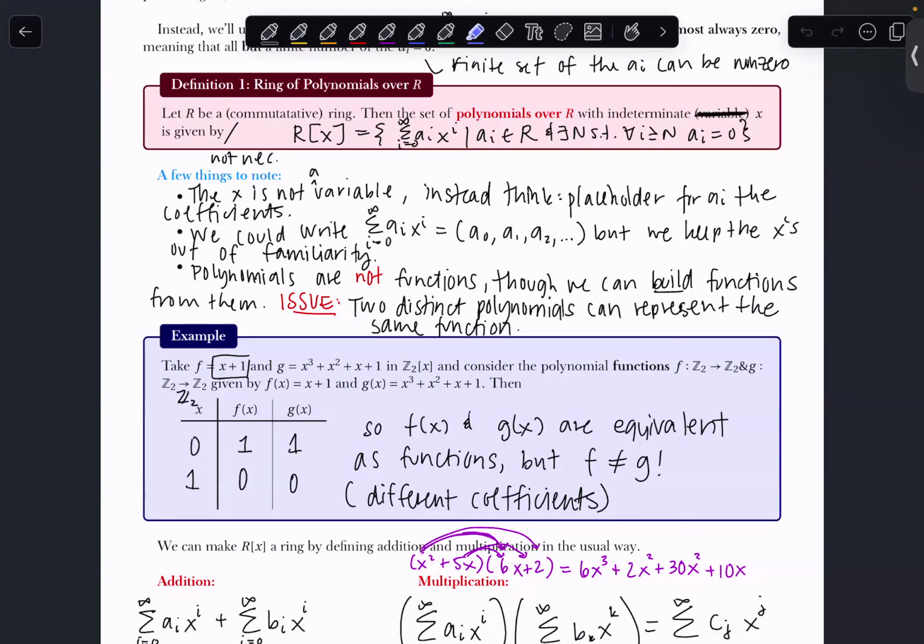So a lot of the times I'll just write f and g instead of f of x and g of x to kind of remind us we're just thinking about them as polynomials. But we can actually get more information out of them if we think about them as functions as well. So sometimes we'll go back and forth between these ideas here.